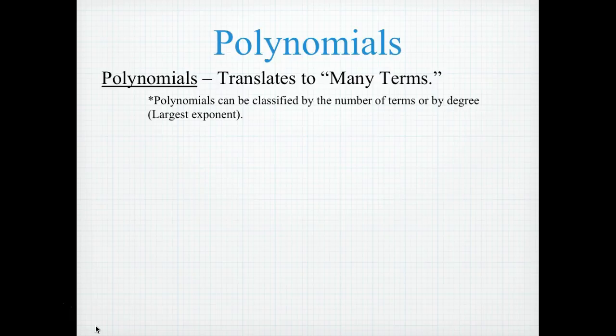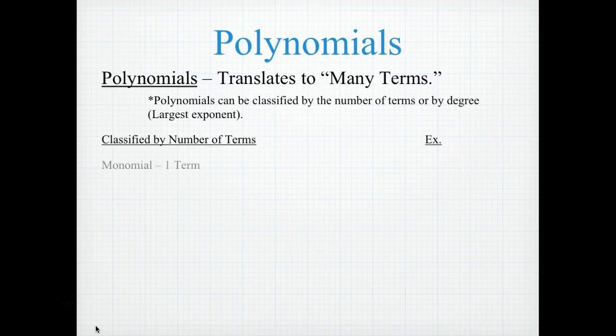Two ways to classify polynomials is first by the number of terms, and second by the degree. And by degree, what we're referring to is the largest exponent. We're going to start by classifying polynomials by the number of terms that the expression contains. Now remember, a plus and a minus sign is what separates one term from the next.